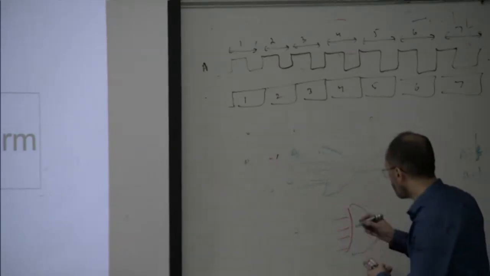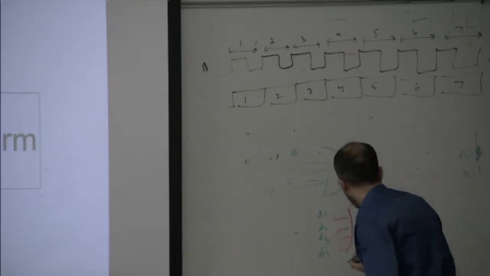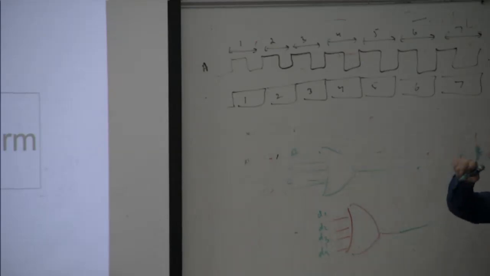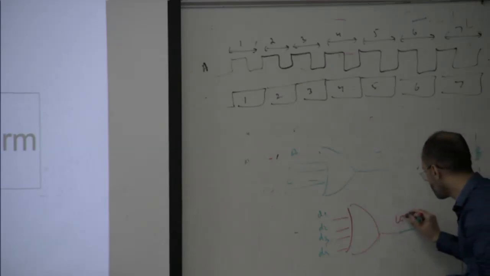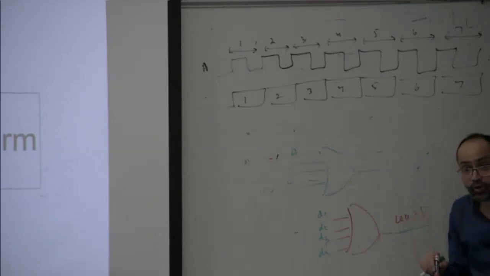Now we have door 1, door 2, door 3, and door 4. There is a symbol here, some kind of LED, a red LED. This is an LED symbol. Now you say, if this is 1, it means that any of the doors is open.